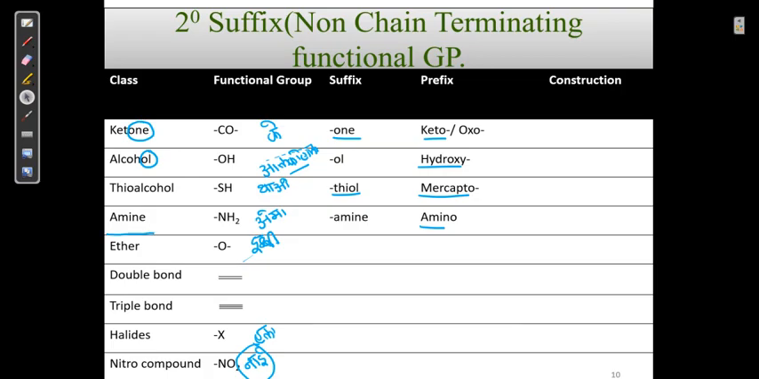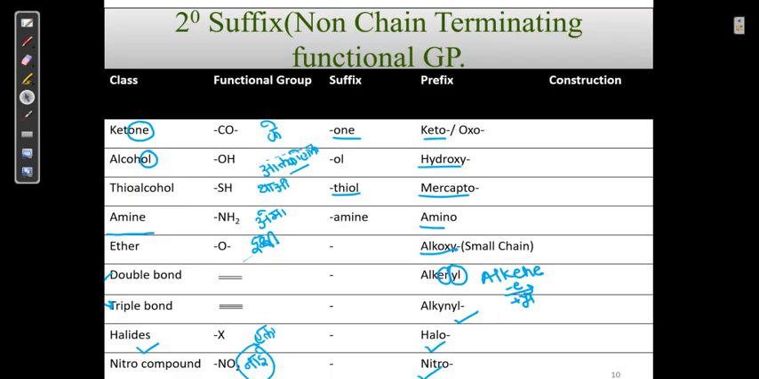Except these two, I can say they have no suffix. So this is simply known as alkoxy. This is also a prefix. Alkenyl. All these things we have seen in case of prefix. Alkene, remove E, add yl. That also we have to see the same way. In case of halide, this is halo. In case of nitro compound, this is nitro.